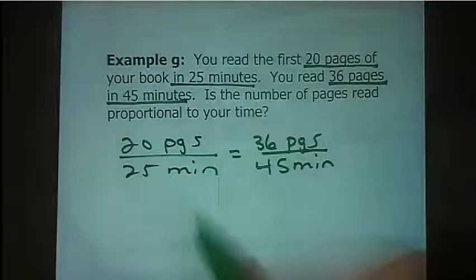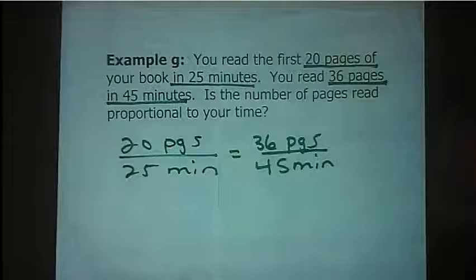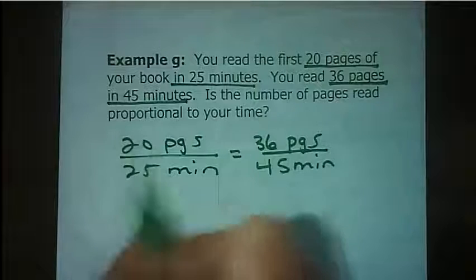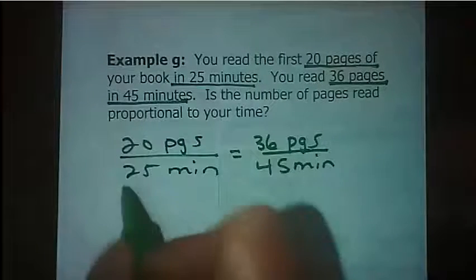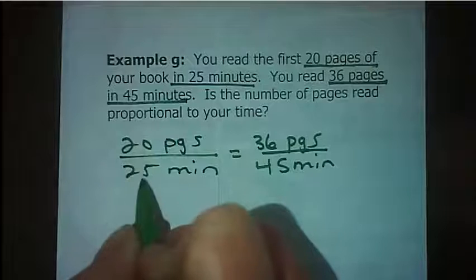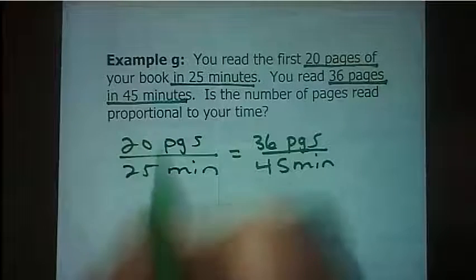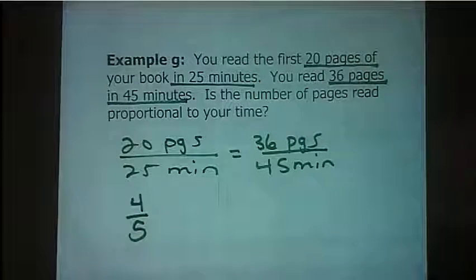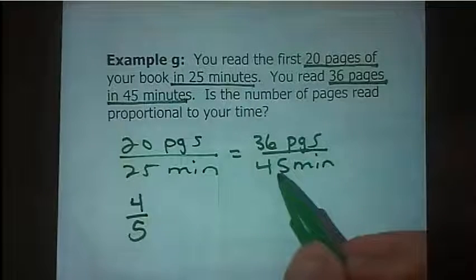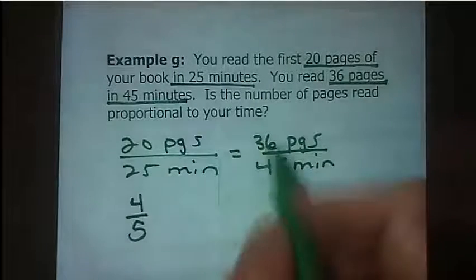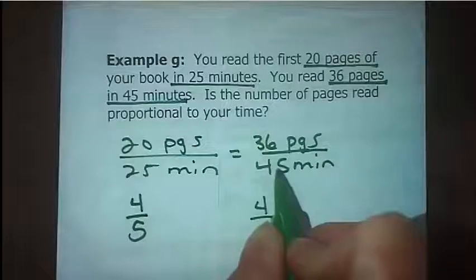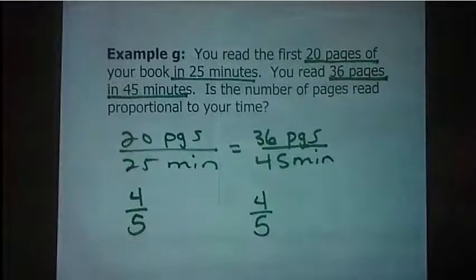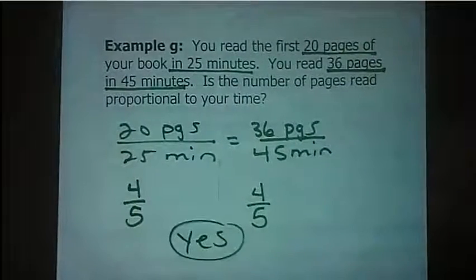So in solving this one I see 20, 25, 36, 45. And when I look at those numbers, I think, I know those GCFs. The GCF of 20 and 25 is 5. So I'm going to see if these two simplify to the same thing. 20 25ths would simplify to 20 divided by 5 is 4, 25 divided by 5 is 5. This one simplifies to 4/5. 36 45ths has a GCF of 9. 36 divided by 9 is 4, and 45 divided by 9 is 5. So both of those ratios simplify to the same thing. That means that yes, these are proportional.